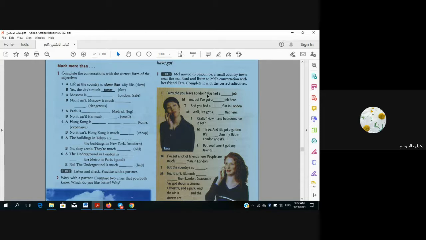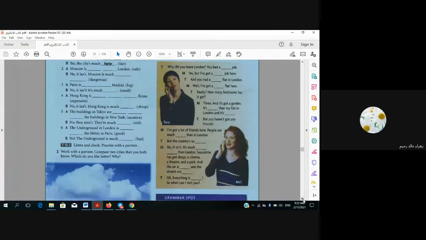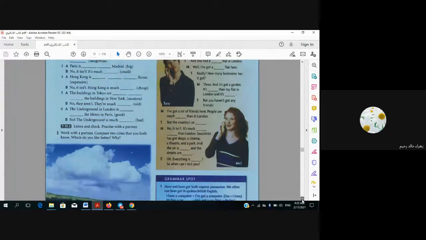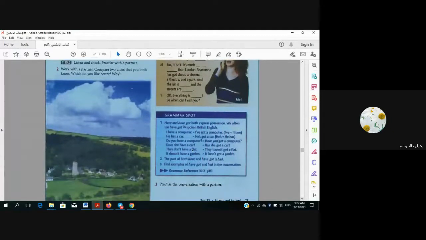Here is a conversation between Mills and her friend Tara. It's also about comparative adjectives and superlatives. Try to solve it as your homework. Okay? Okay.